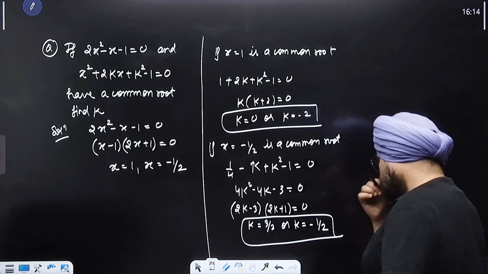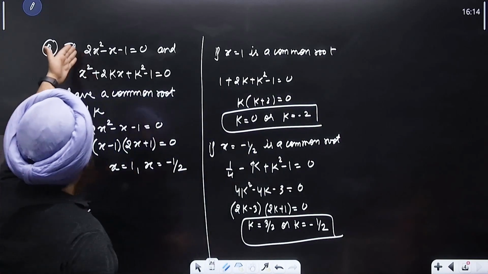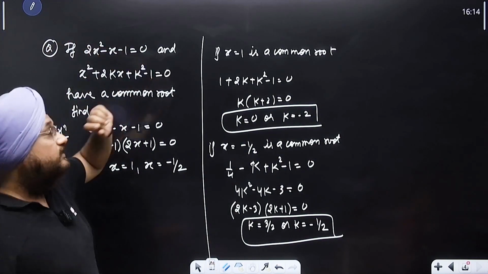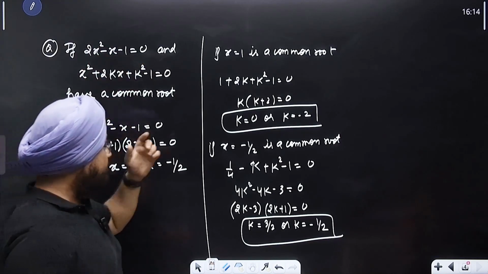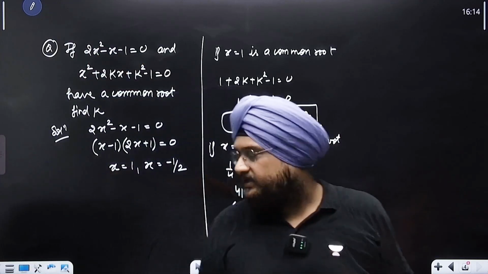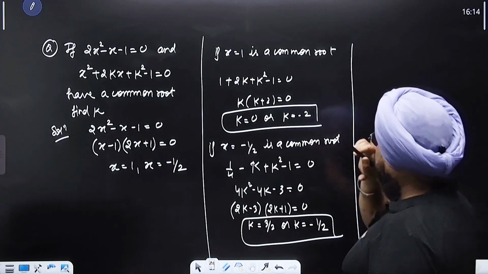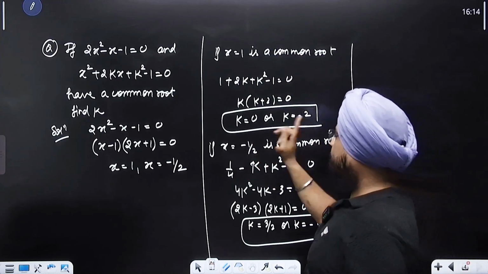There are 4 values of k. So if we had applied the condition on common roots, a1 b2 minus b1 a2, the equation would have become a biquadratic in k. Okay, so we have applied the condition that x equal to 1, one root is common, or minus 1 by 2, one root is common.